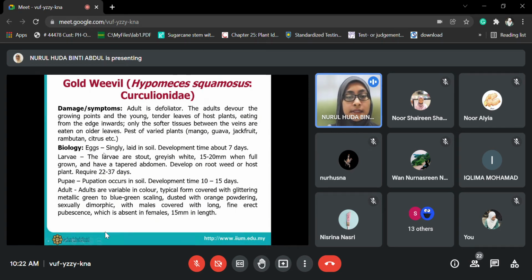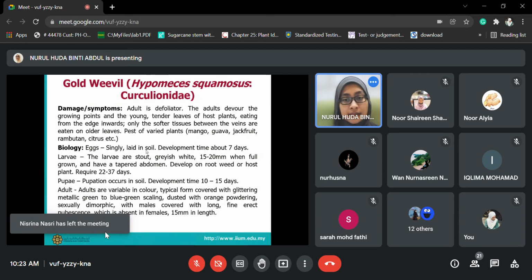And for the biology, also laid singly, okay, but they lay in soil rather than on the host. They lay in soil, and the larva is usually grayish white. Okay, and these larvae, since they live in the soil, instead of feeding on the leaf, they feed on the root. Since root yang ada dekat dalam tanah, right? So for the roots, it may eat the root of the host, or it may eat the root of the weeds yang ada di kawasan sekitar lah.